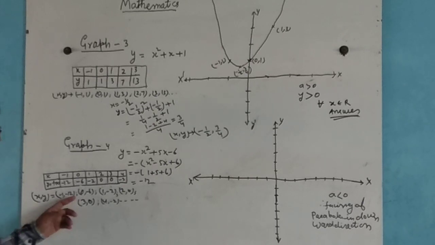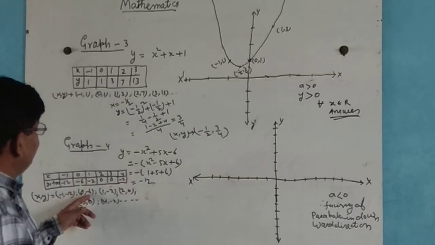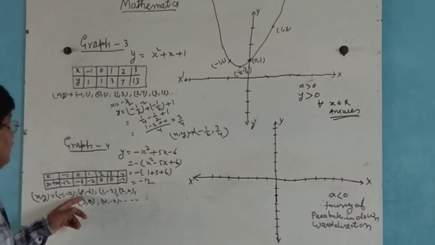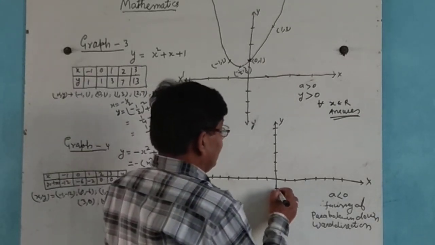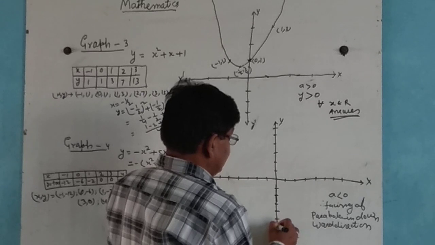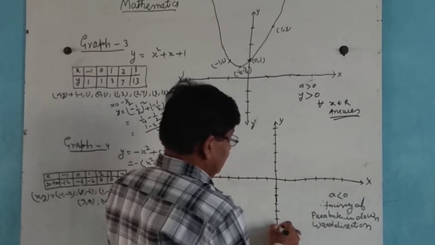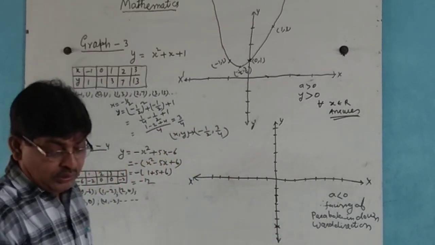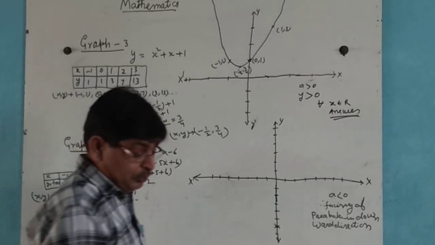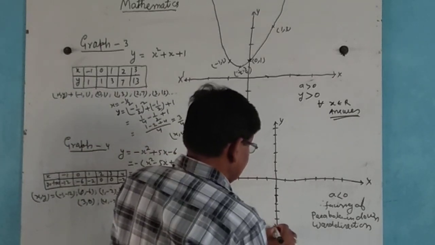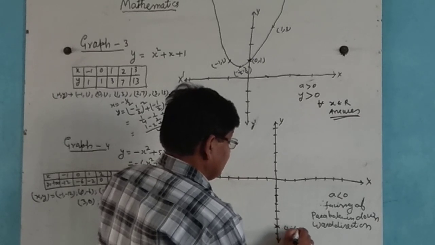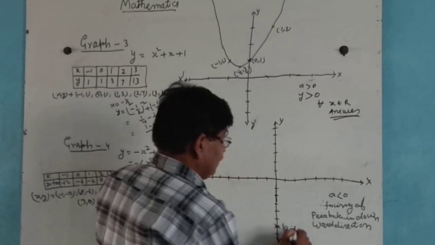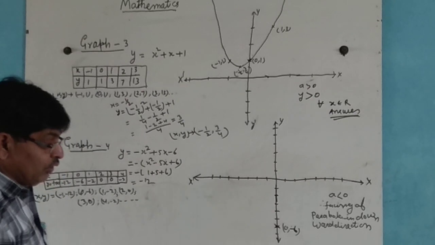Now we put x equal to 0. First of all, we plot 0 and -6. Counting 0, 0, 1, 2, 3, 4, 5, 6, that is 0, and this is 0 and -6. This point is (0, -6).